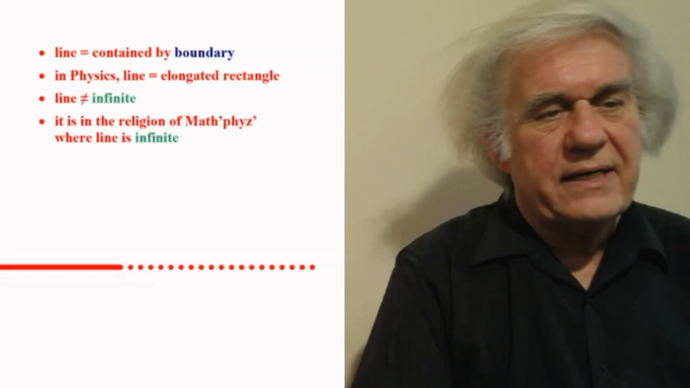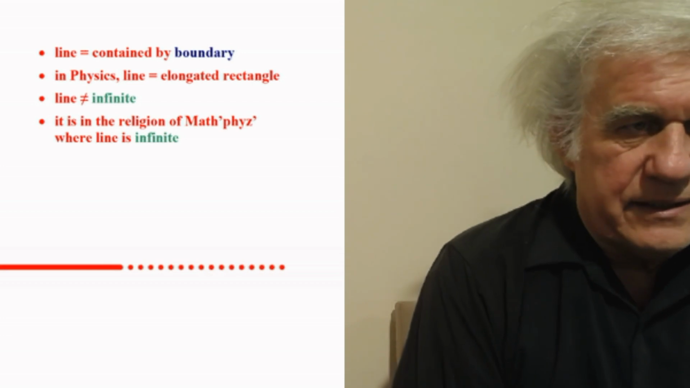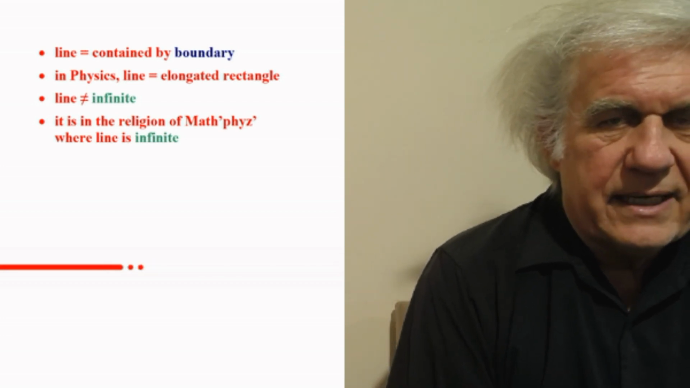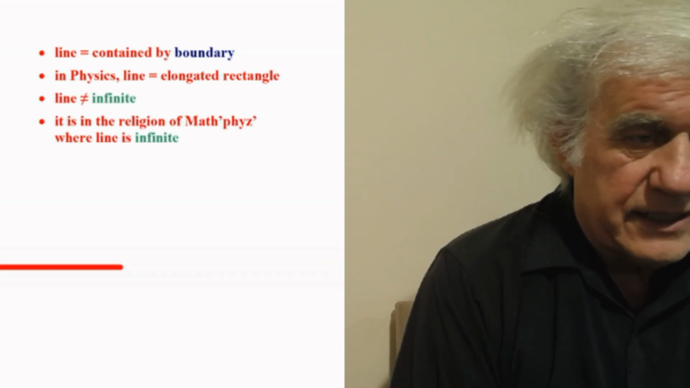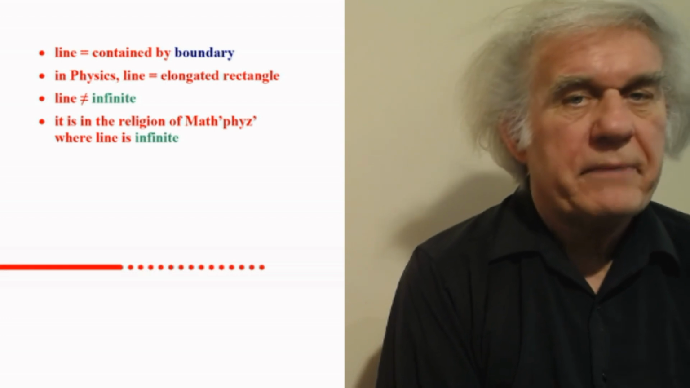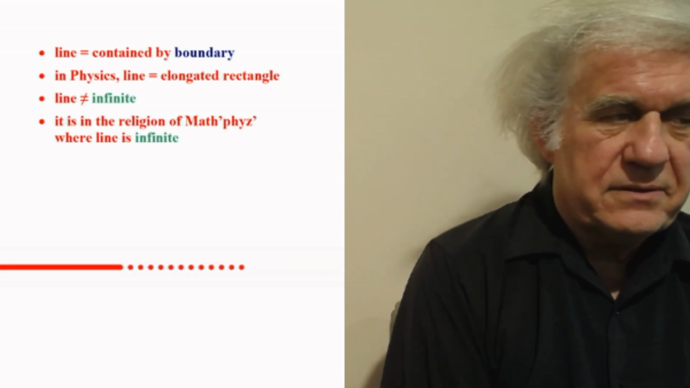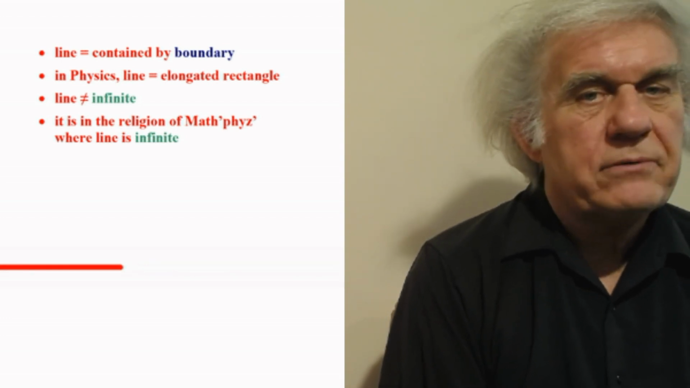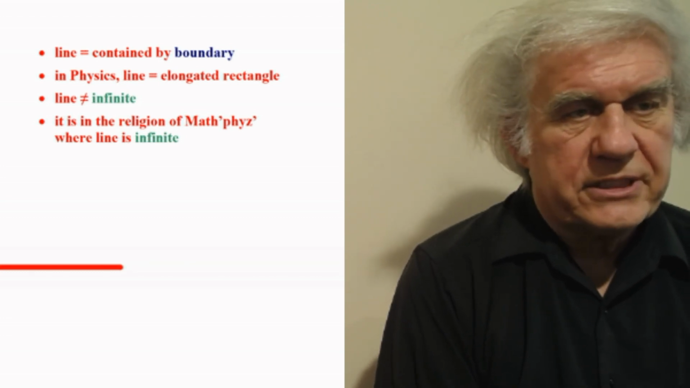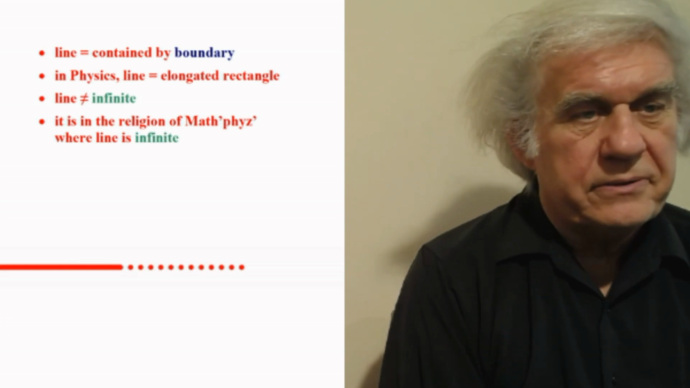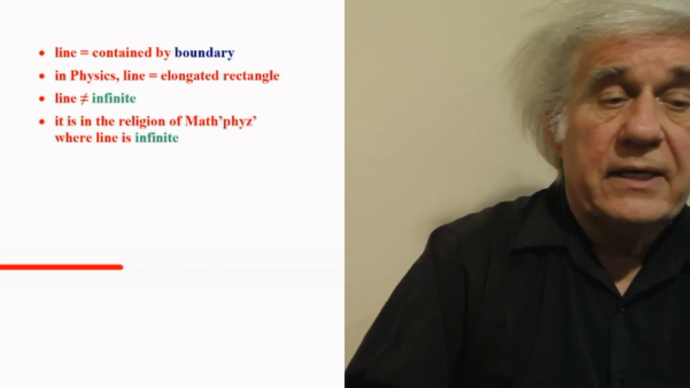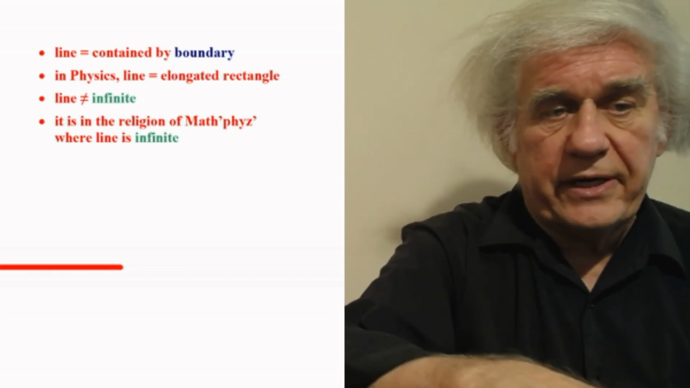And here we have just a criticism of that. What is a line? Well, it's contained by a boundary. And it's not what Euclid said, which is endless breadth. No, endless breadth is not a good definition for a geometric figure, because according to Euclid, it's got to be contained by boundaries. And if it's endless breadth, it's not contained by boundaries, period. So it's a contradiction there, and you have to fix that problem before you can continue. In physics, a line is just an elongated rectangle, and it's not made of points like you see there.